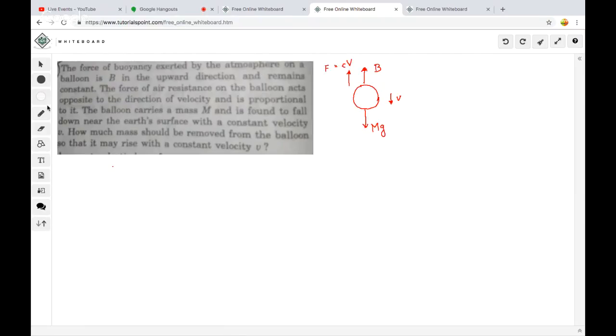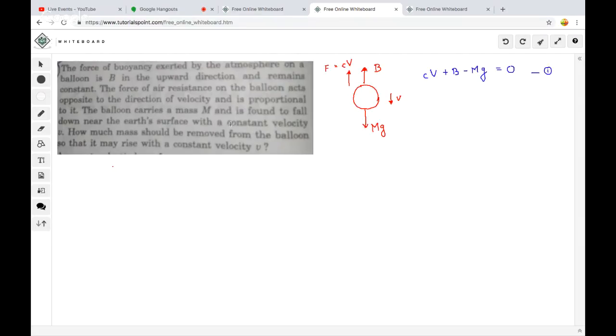Now since the balloon is moving with a constant velocity, acceleration is zero, right? And since acceleration is zero, all the forces will be balanced. So I can write down here cv plus B minus mg, which is the net force, is equal to mass times acceleration. Now velocity is constant, so acceleration is zero. So this is equal to zero. This is our first equation, and it represents scenario number one.